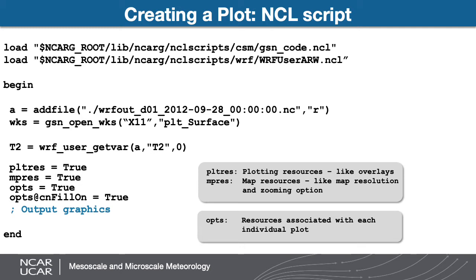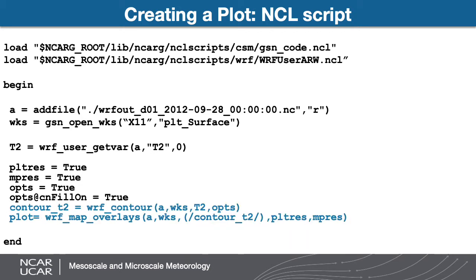So for this example, we're saying that we want contour filled on. We're saying that it will equal true, which turns it on. Next, this is where we output our graphics. We're going to use the WRF specific function called WRF contour. And what we input into that function is we're going to point it at file A so that it can get all of the domain information from your WRF file. We're going to write it to the workstation that we opened. We want it to look at T2 and do contours for T2. And then we're saying options, which we know that we set our contour fill for on.